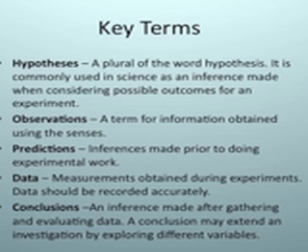Quick review now of the terms that have been used in today's episode. Our podcast included the following terms: hypotheses. This is the plural of the word hypothesis that students may be familiar with. Commonly, this is used in science as an inference that's made when considering possible outcomes for an experiment. Observations. This term is about information that is obtained using the senses. Predictions. Inferences that have been made prior to doing experimental work.